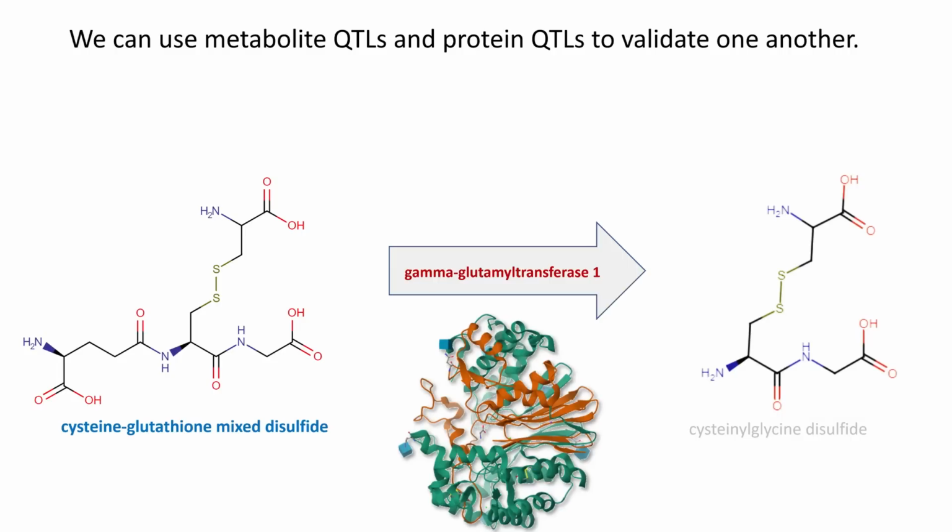So to walk through one example, there's an enzyme, gamma-glutamyl transferase. Among other things, it carries out this reaction, taking the cysteine-glutathione mixed disulfide as substrate and creating that product.